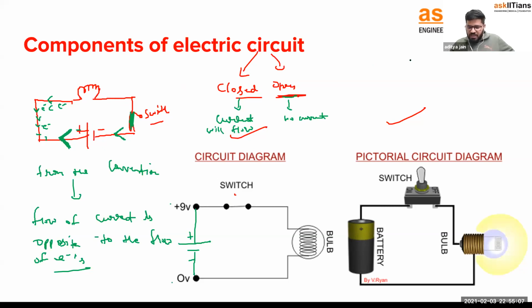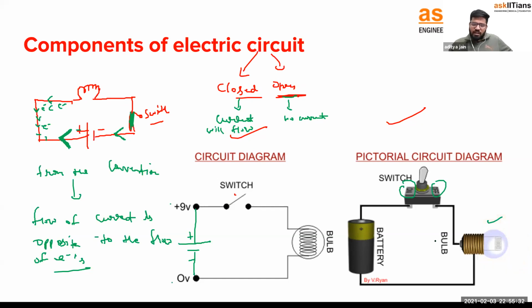Okay. If you look at this pictorial circuit diagram also, this is the on position, this is the off position. Whenever you turn this switch to the on position, the bulb is glowing. When it reaches the off position, the bulb is not glowing. So for having an electric circuit, or for having the current flow, the circuit should be closed, not open. So this is an electric circuit.